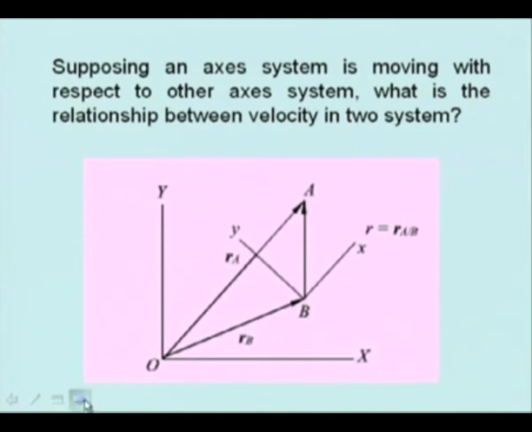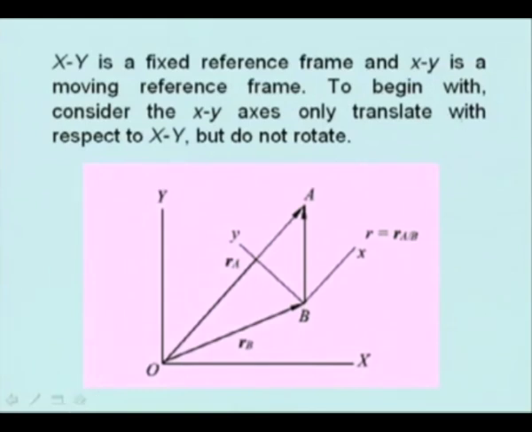We have already mentioned that capital X Y is a fixed reference frame and small x y is a moving reference frame. To begin with, we consider that the small x y axes only translate with respect to capital X Y, but do not rotate. Like in the previous examples, one car is translating with respect to the other car, but it is not rotating because they are moving in a straight line path.